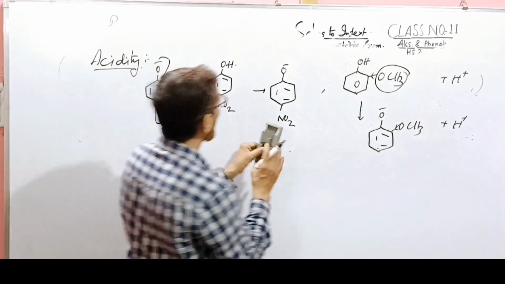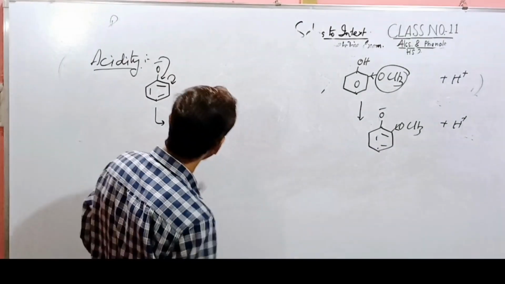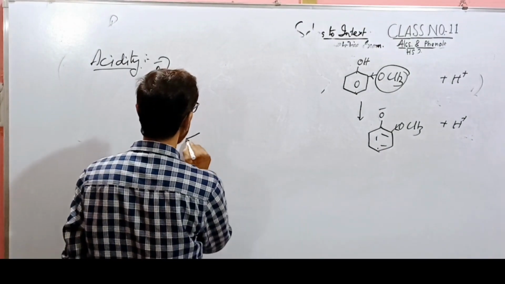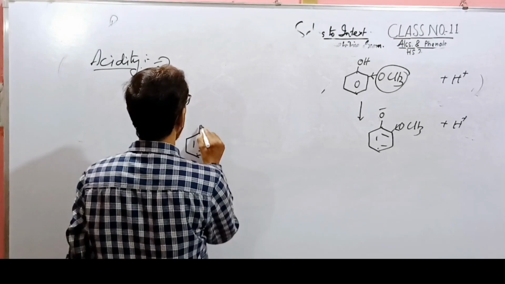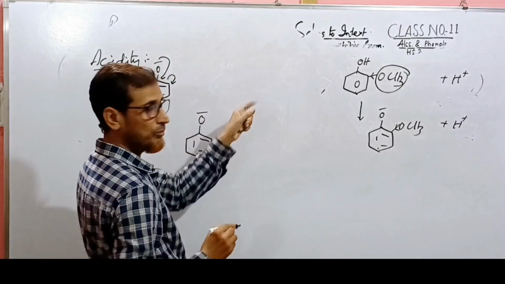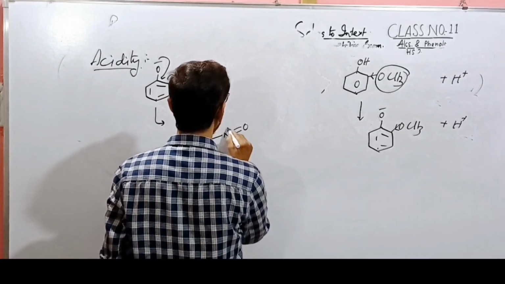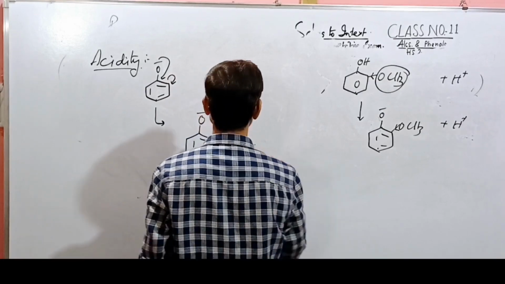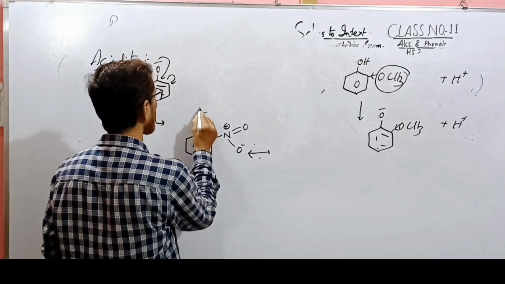Now what has happened here? Say ortho and para in both the cases, the matter is the same. Say it has released one hydrogen in the ortho position. I have 1, 2, 3, 4. I have written it here in this way. Let's see what has happened, why it is more acidic.